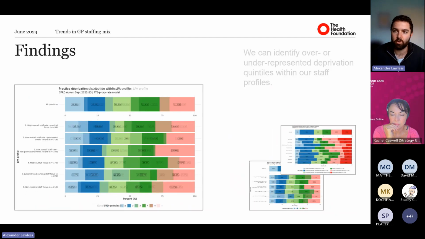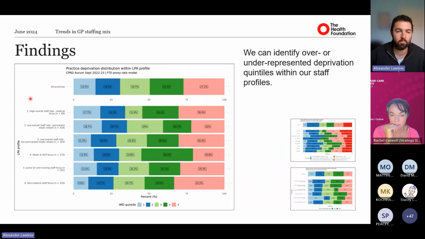So in terms of ways to apply those findings to broader metrics, we can link our profiles to our practice deprivation scores, and we can assess whether any profiles are over or underrepresented in terms of deprivation. So all of our practices are distributed according to deprivation like this. So relatively evenly, but slightly increasing as affluence increases. This is a fairly quick and easy tool to eyeball differences.